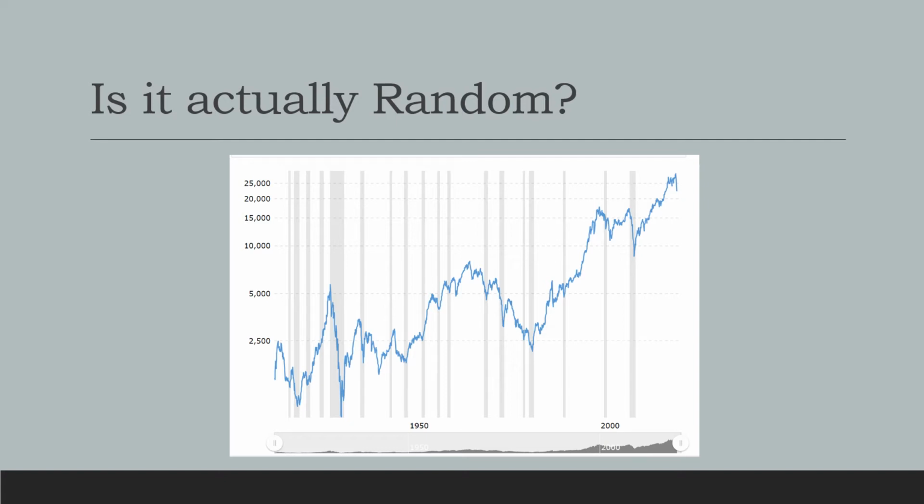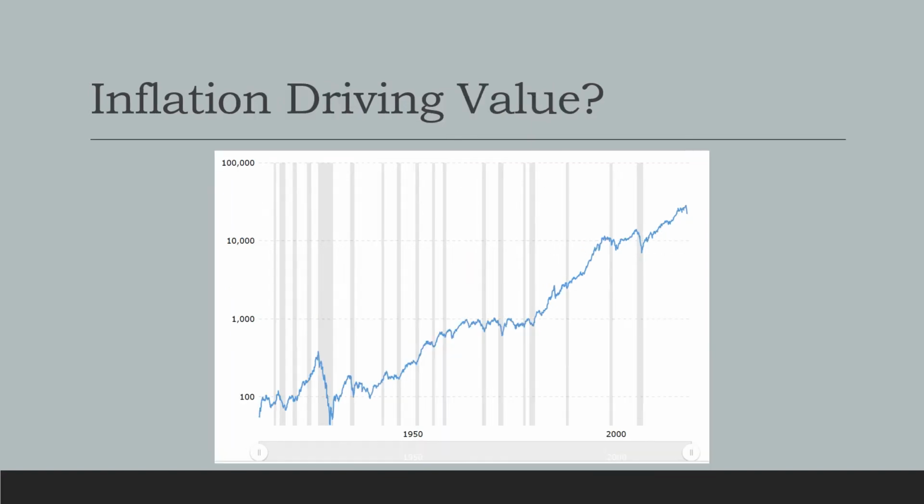This photo is the Dow Jones Industrial Average on a 100-year timeline, log scale, inflation adjusted. This data is available for free on macrotrends.com. So as you can see, there's large amounts of time where it seemingly goes up for a little bit and then down for a long period of time. But let's take another look.